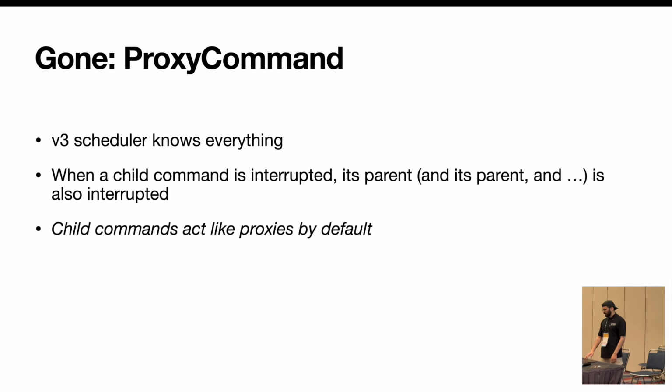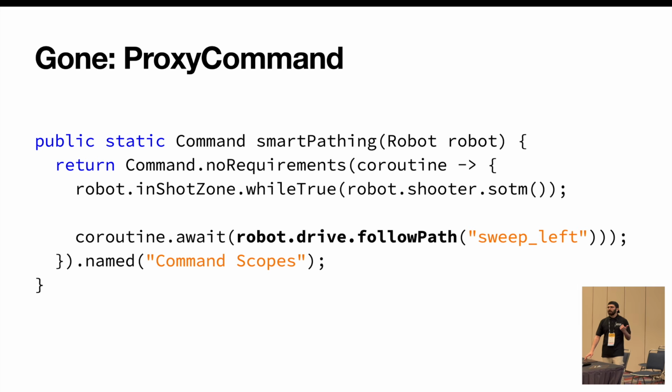This is a way of doing the escape hatch. So in V3, because the V3 scheduler knows everything, if you interrupt a child command that has some requirement, that follows up all the way. So that's fixing the problem that proxy commands were kind of papering over in V2. And again, the child commands act like proxies by default, because this parent command has no requirements, right? So it inherits the requirements of any inner command while that inner command is executed.